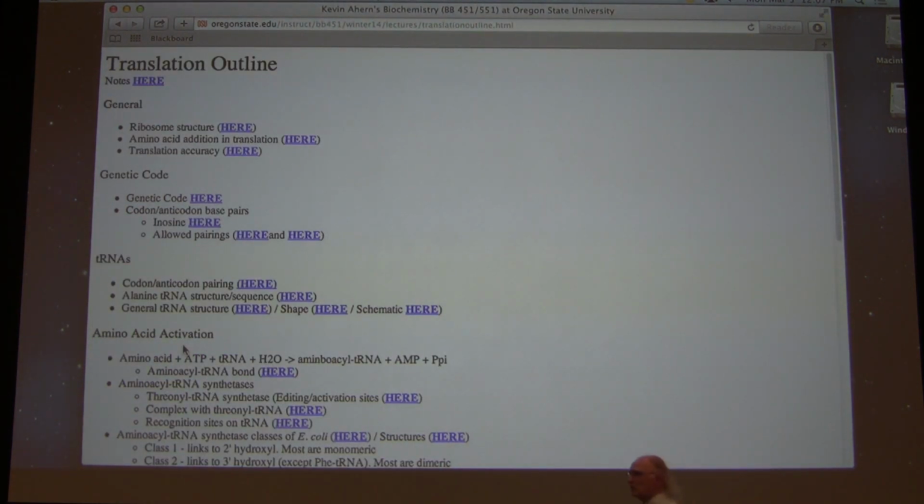Translation. So translation is the process whereby cells convert the information that's found in messenger RNA into a sequenced protein, or a protein with a sequence of amino acids. That sequence of bases in the messenger RNA is interpreted by the ribosome in terms of the genetic code to put in the appropriate amino acids in the right sequence in order to make the final protein.